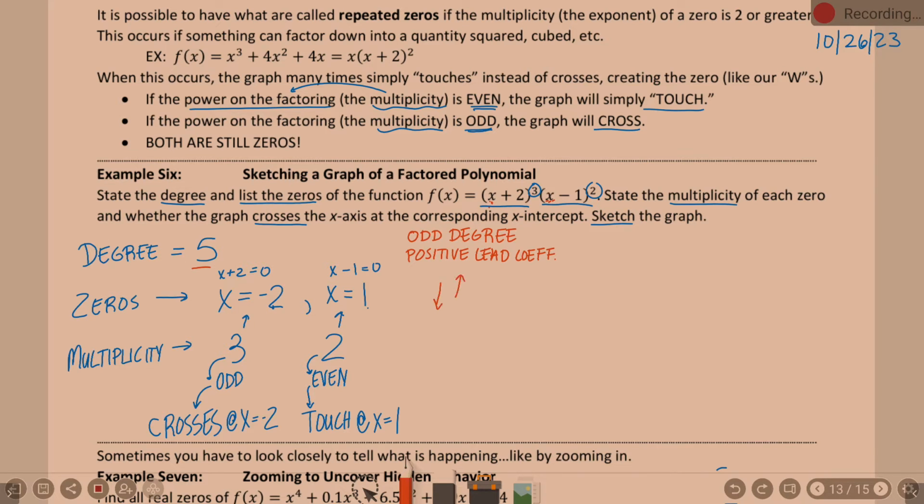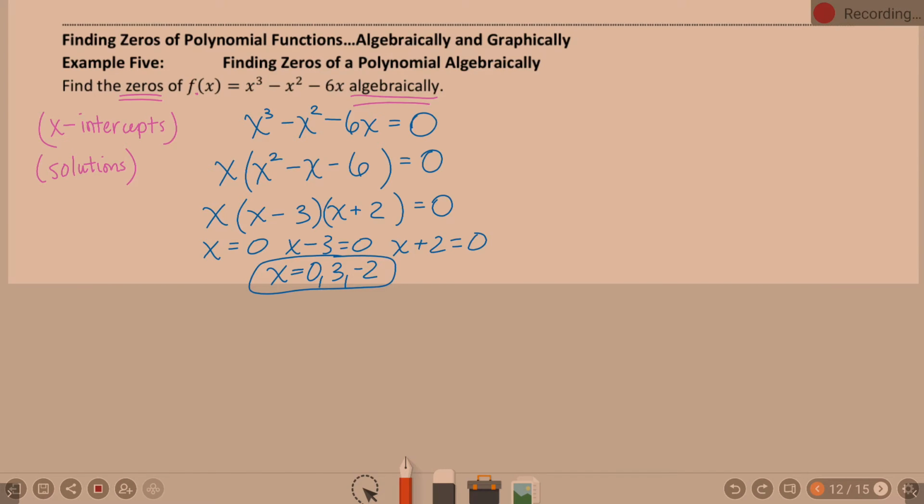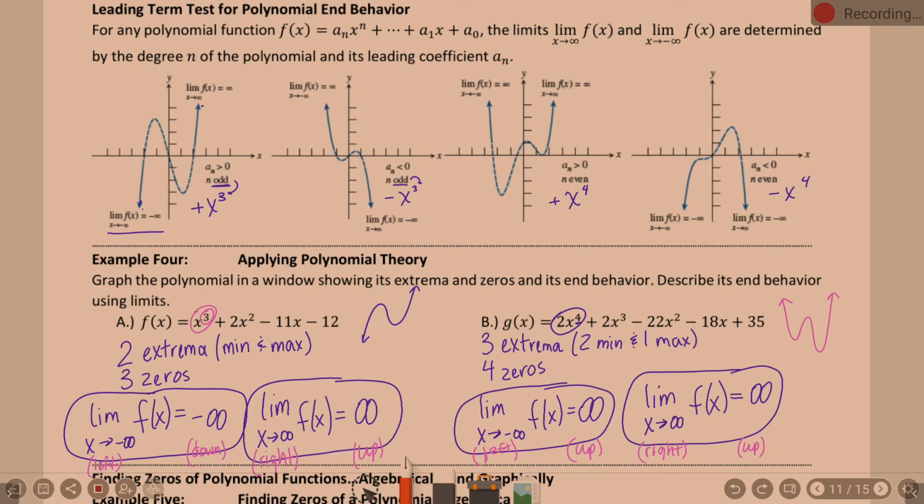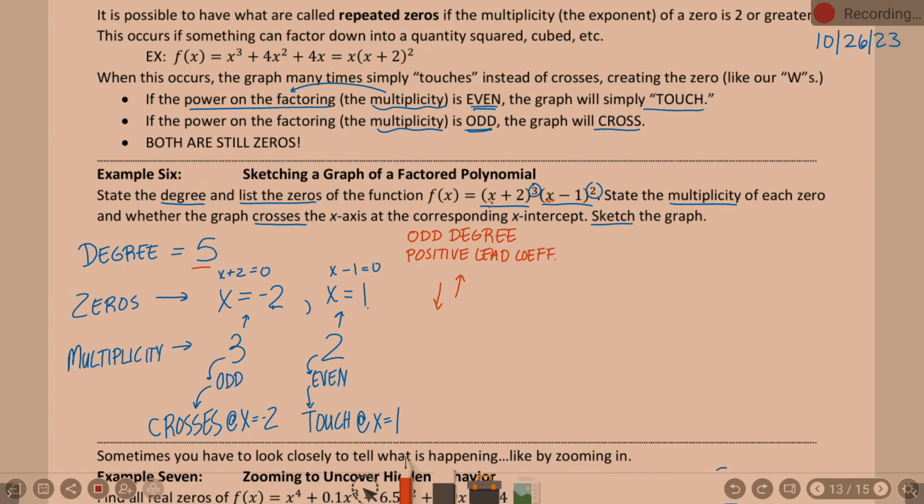The idea, if I go back to here, excuse me, right here, this was an odd degree and a positive coefficient. What did it do? It went down and up. So what's this x to the 5th graph going to do? It's going to go down and up. Okay, so that helps me as I draw my graph here. Again, they didn't ask for this, I know, but it's going to help me as I draw my graph.